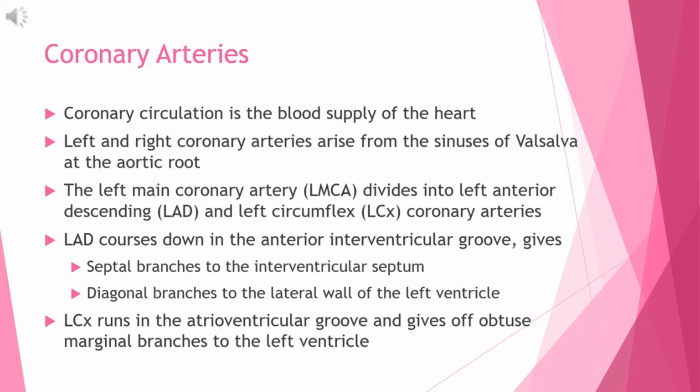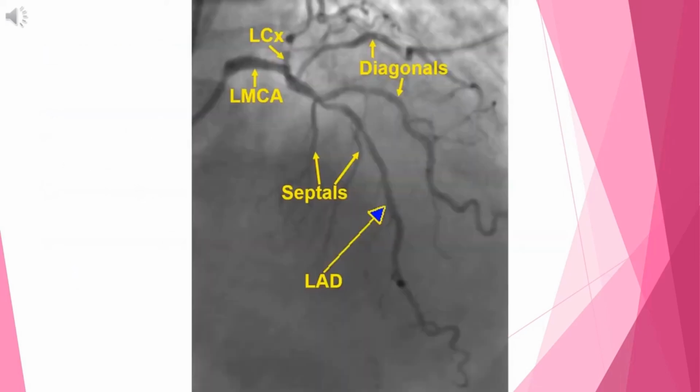Left anterior descending coronary artery courses down in the anterior interventricular groove and gives rise to septal branches to the interventricular septum and diagonal branches to the lateral wall of the left ventricle. Left circumflex coronary artery runs in the atrioventricular groove and gives off obtuse marginal branches to the left ventricle.